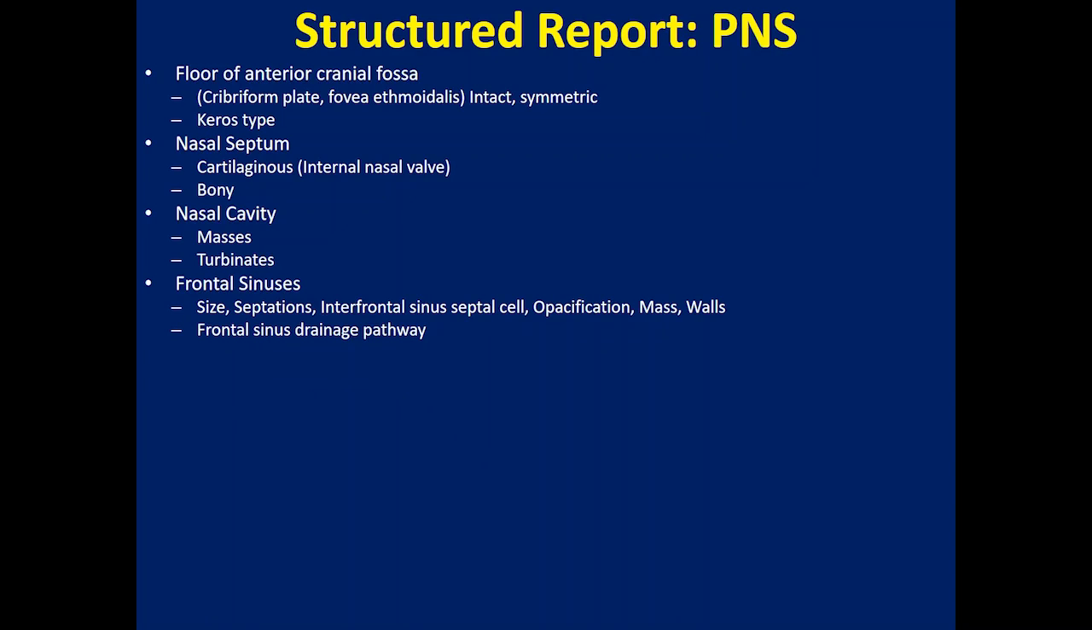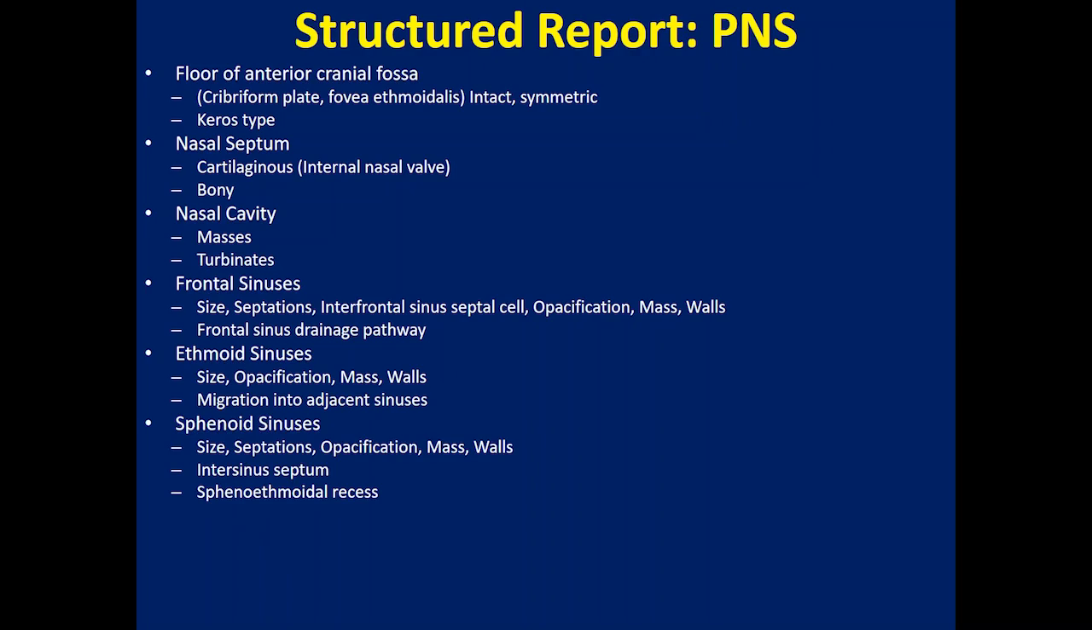Then go into each of the individual sinuses, the frontal sinuses first. I will talk about the septations. I will look for that septation that parallels the anterior wall and will not suggest that as an intersinus septum, but suggest that as a supraorbital ethmoid air cell. Look at the frontal sinus drainage pathway, the ethmoid sinuses. I will look for the migration into the adjacent sinuses, such as the Haller cell, the sphenoid sinuses. I will again look at the intersinus septum. I will look for the extension of the posterior ethmoid air cell into the sphenoid sinus, the Onodi cell.